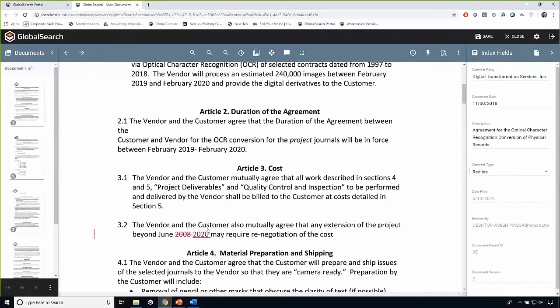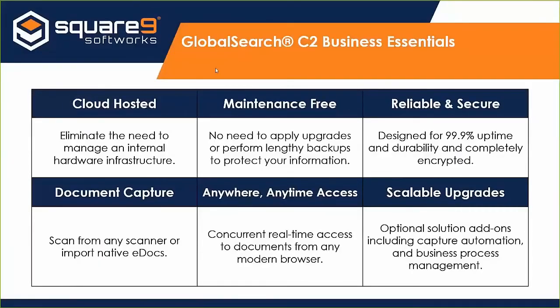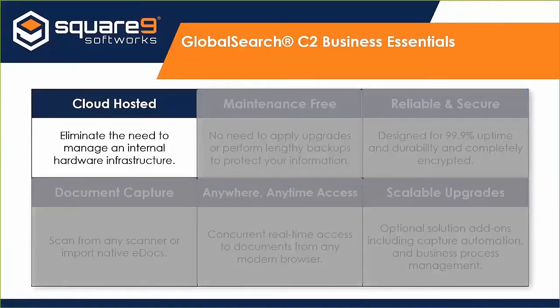So that should give you a really good view of the Global Search solution and a visual for all of the different powerful capabilities that it has to centrally store, manage, and secure your important business documents. Just to summarize again, Global Search C2 is a cloud-hosted enterprise content management solution. It eliminates the need to manage and procure an internal hardware infrastructure for the centralized storage and secure management of documents.